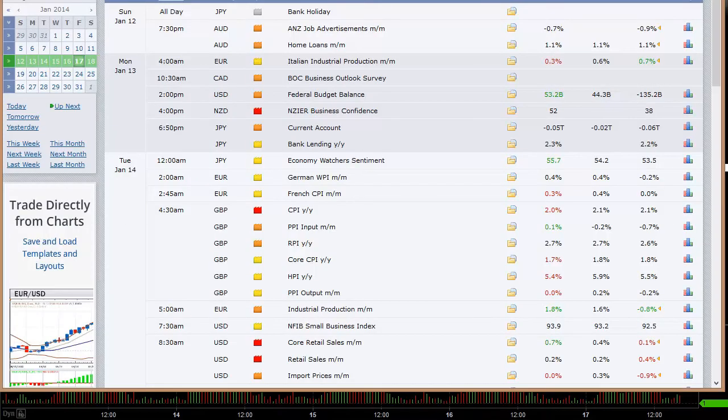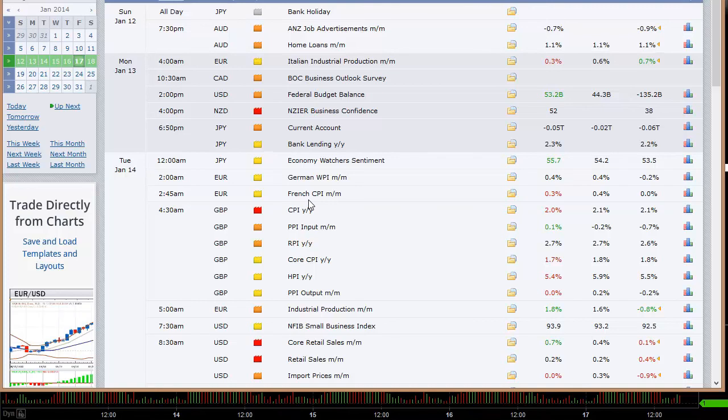Let's look at the data that's coming out this week. On Sunday, bank holiday for Japan to start the week. Home loans out of Australia, Europe's Italian industrial production, federal budget balance out of the U.S., business confidence out of New Zealand. We've got current account out of Japan Monday night with bank lending. And remember, the U.S. is on bank holiday on Monday, so the banks are closed. That means we should basically have a dead Forex session.